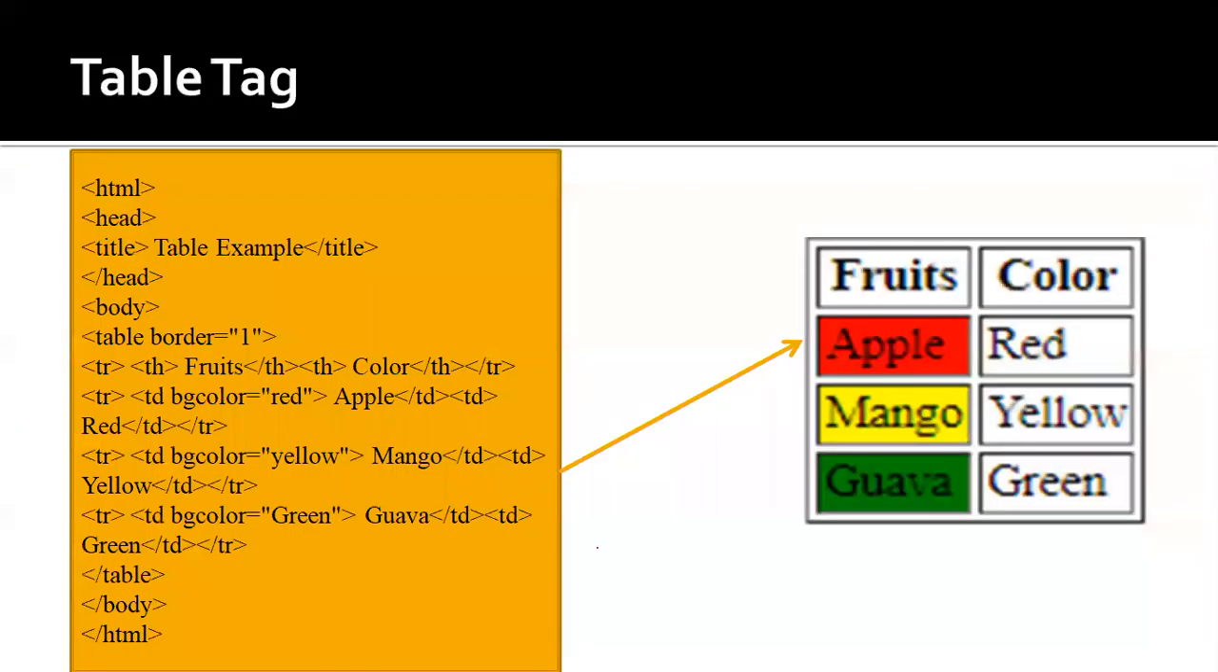Let's see another example. Inside heading, it is written title table example. Inside body, table can be written inside the body section. Table border is equal to 1. It specifies the width of the border, this width. If you specify border is equal to 0, then there will be no border for this table.